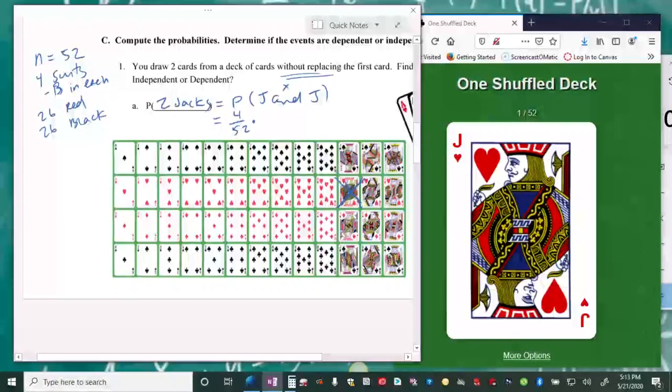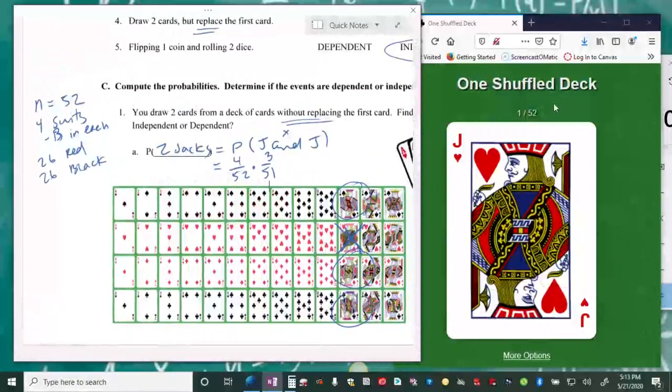When I go to draw another jack, I notice that there are only 1, 2, 3 jacks remaining. So the probability of getting a second jack is 3, and I've taken 1 card out of the deck, so there are 51 cards remaining. And you can see that over here in my Shuffled Deck app. It says that I've drawn 1 out of the 52 cards.